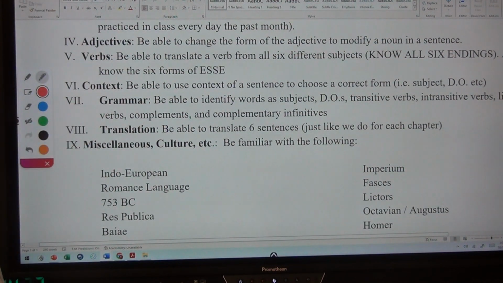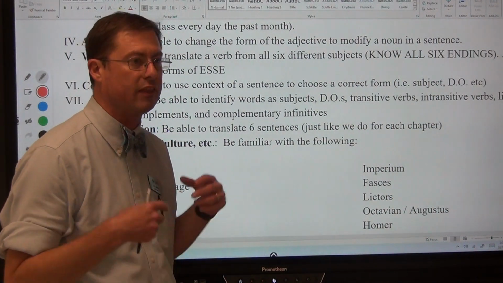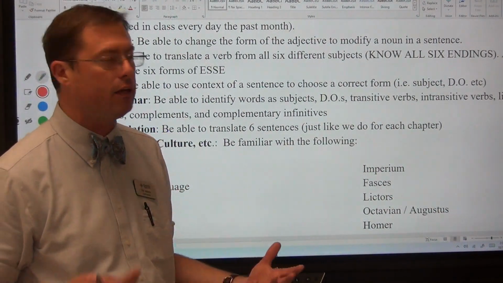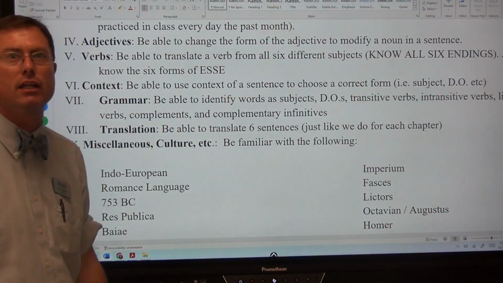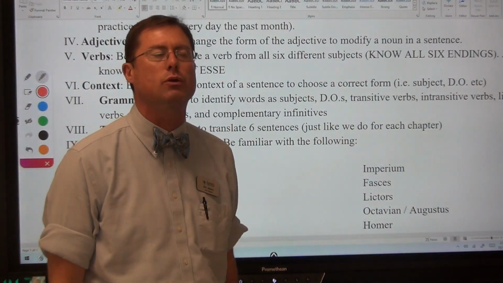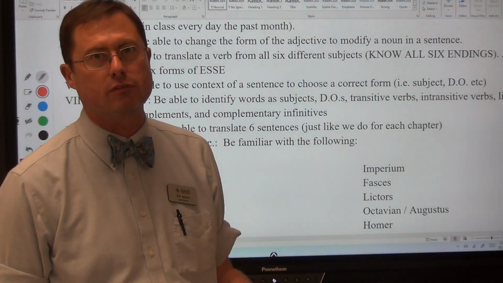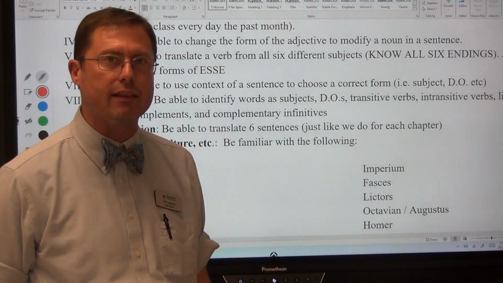Verbs as well. You need to be able to translate a verb with all 6 different subjects, o, s, t, mus, tis, nt, that correspond with I, you, he, we, y'all, they, verb. And also you need to know all 6 forms of esse, the irregular verb: sum, es, est, sumus, estis, sunt. And we have reached our first word that you're going to put in for your easy and free 100, and that is the infinitive esse. E-S-S-E, esse. That's your first word.